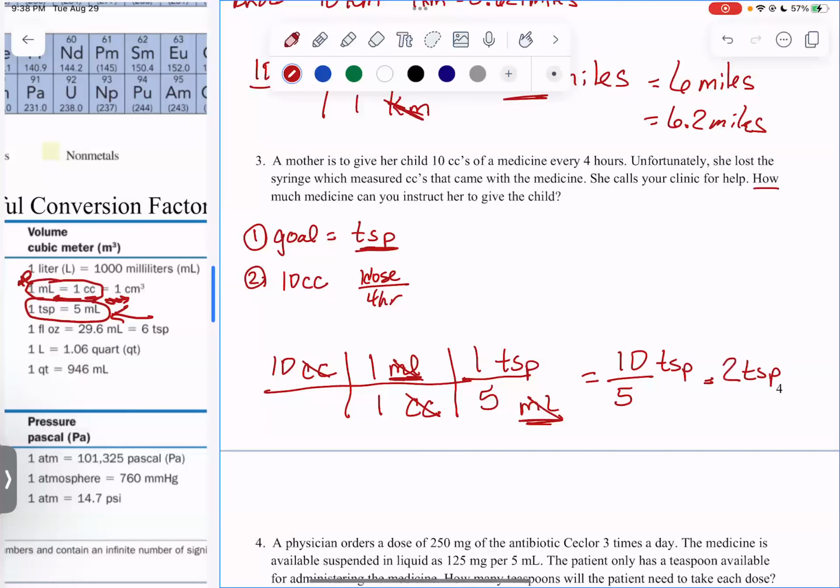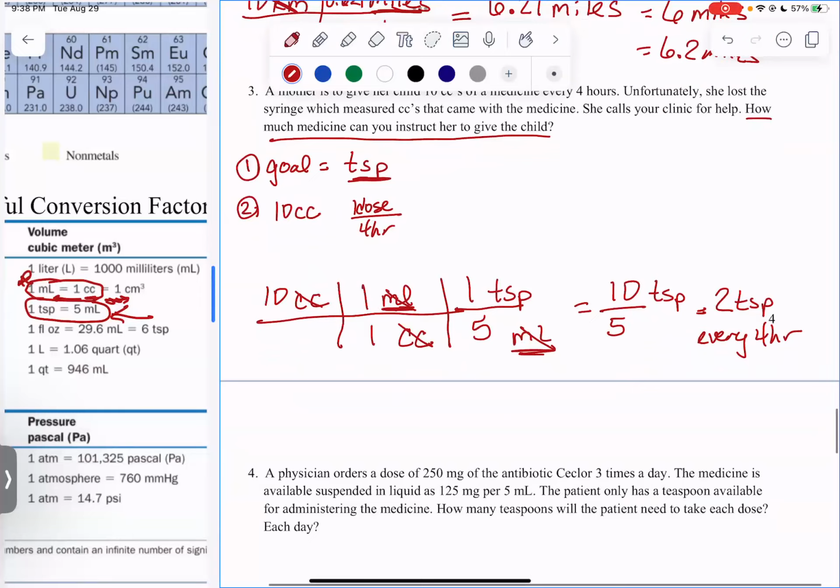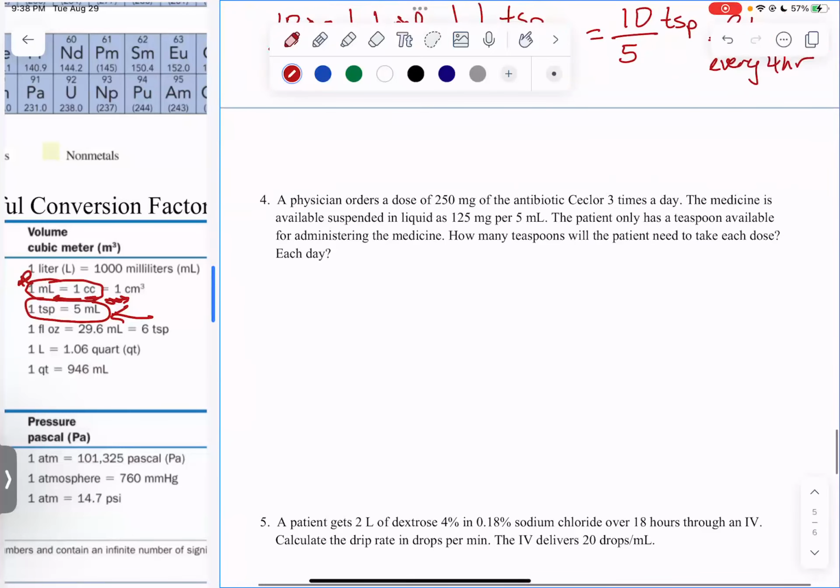So how much medicine can you instruct her to give the child? 2 teaspoons. Give the child 2 teaspoons of medicine every 4 hours. And that's your dose, right? She's giving a dose every 4 hours. Okay, let's try another one.